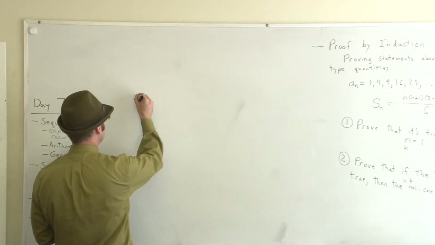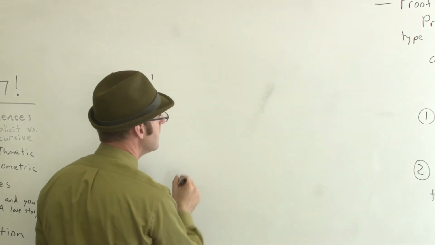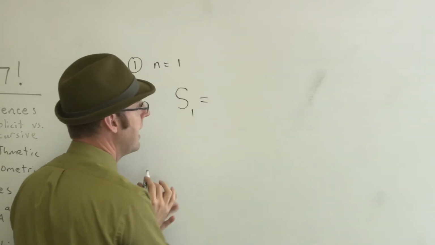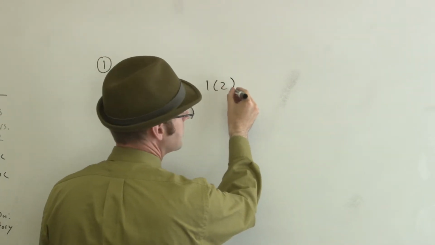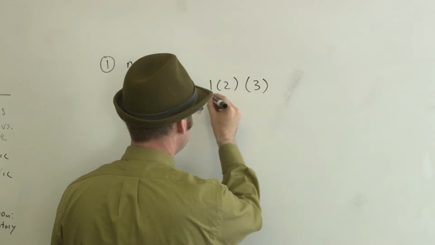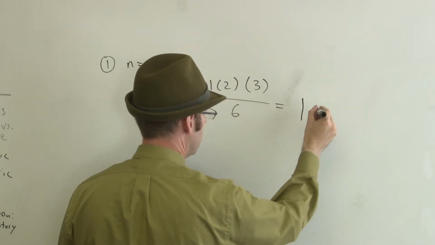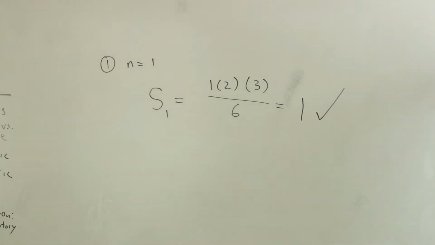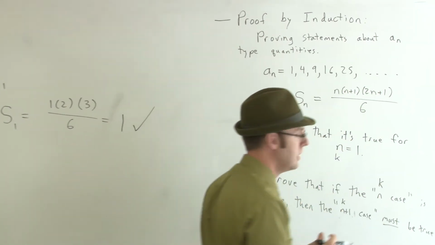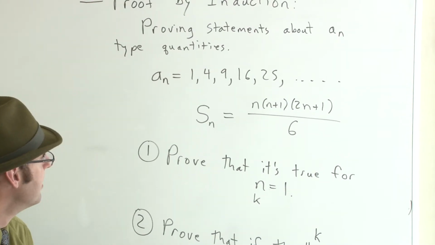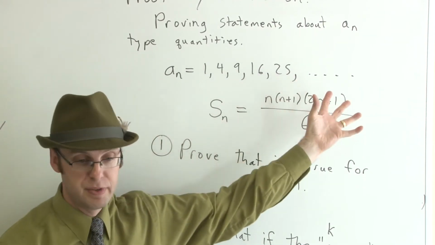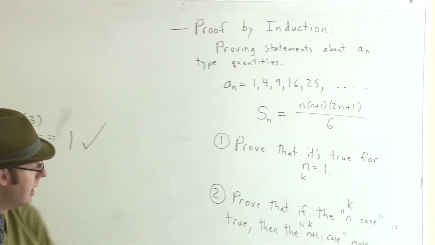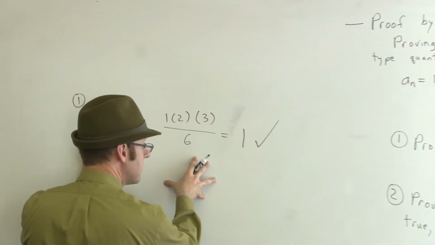So let's see that it works for n equals 1. Is it true that if I add up the first 1 terms, that's the same thing as 1 times 2 times 3 over 6? Yep, that's true. If I add up the first 1 term of this, I get that. This is also a good party trick, by the way. If you ever want to add together the first 10 squares, it's just 10 times 11 times 21 divided by 6. Kind of cool. So I've proven that it works for n equals 1.